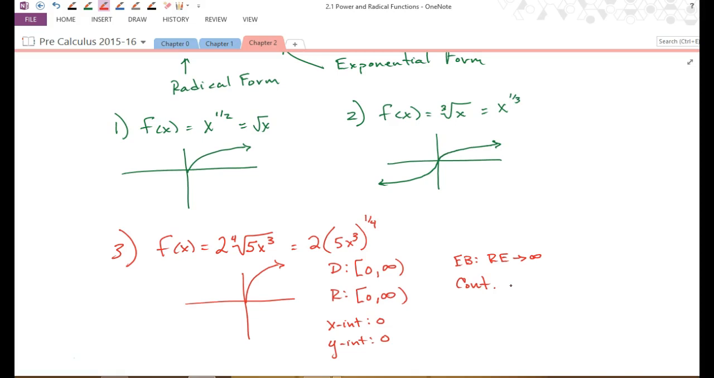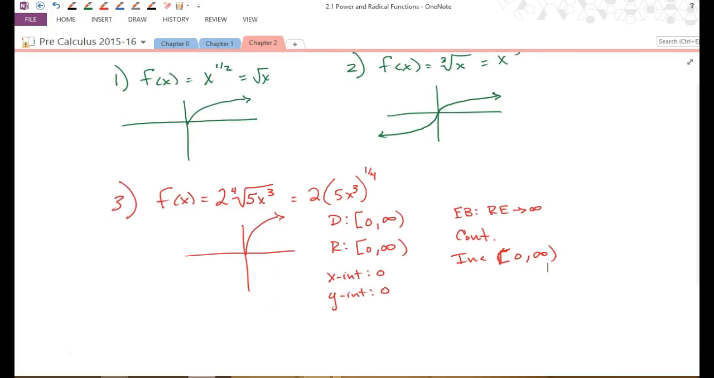What's the last? Increasing and decreasing. So what does this function do? It increases only, right? Good. So it increases from 0 to infinity. Okay, so that's most of the assignment.